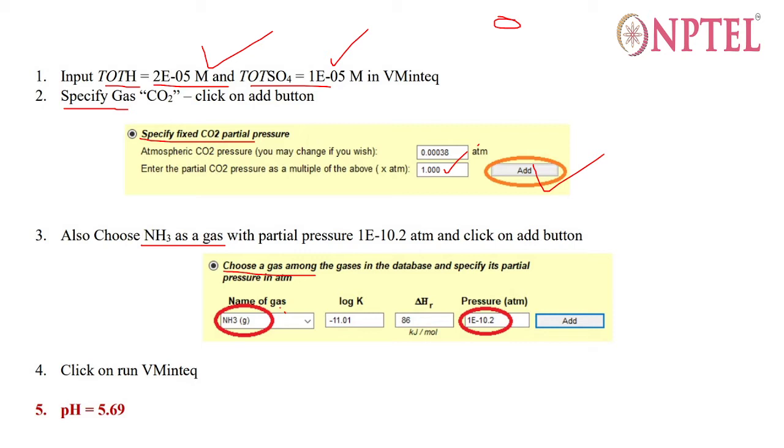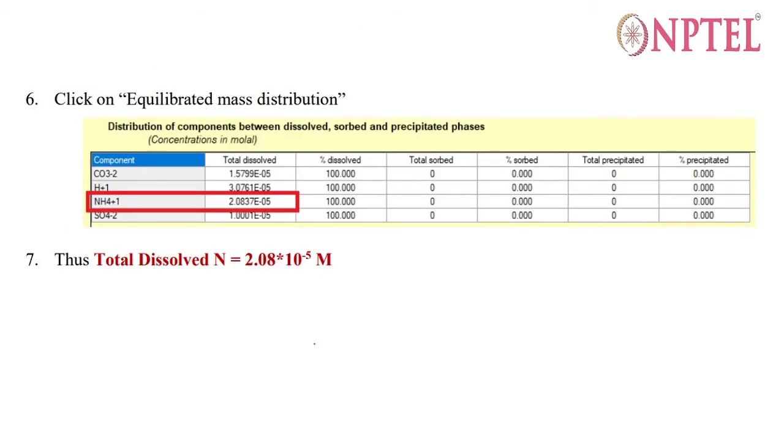Just change here only how much it was given, the 10 to the power minus 10.2, right? So 10 to the power minus 10.2 I am writing here. Just go for this add. Run vMintech, you will get the pH is 5.69. So this is easy. Then the next step, go to equilibrated mass distribution.